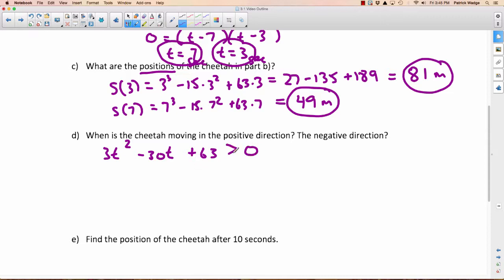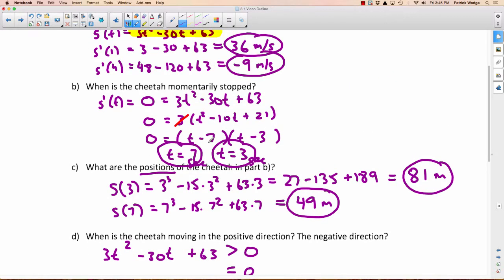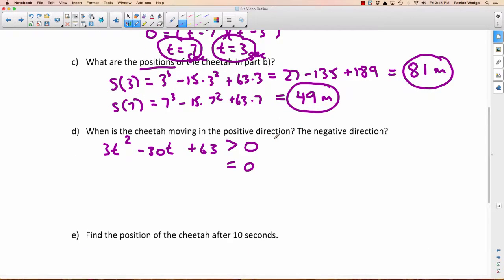Remember how to solve quadratic inequalities? The way I do it is I temporarily make it equal to 0 and I factor. Well, we already did all that factoring up here and we got t minus 7 times t minus 3. So I'm going to factor this side: 3 that you factor out, times t minus 7 and t minus 3. You don't need to worry about the 3 because you can divide both sides by 3, which means our two answers are t equals 7 and t equals 3. Those are the ones where it's not moving at all.